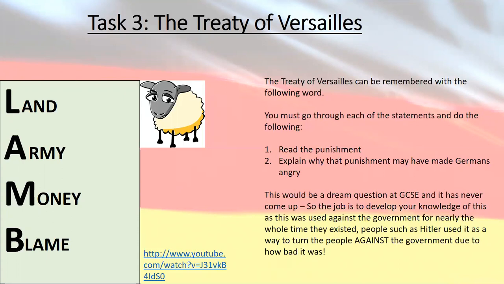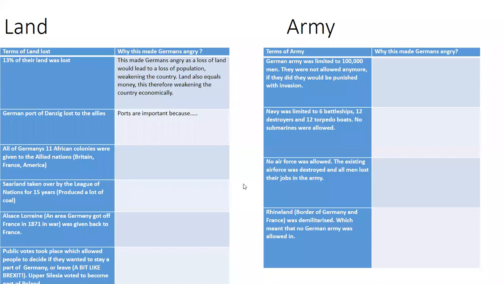It's about having enough evidence for each area of land. So I'd say knowing 2 facts about land, 2 facts about the army, 2 facts about the money, and 2 facts about the blame, and being able to explain those would give you a good position going into an exam. So we're going to go through each of the terms, and you must explain why this would have made Germans angry. So we're going to go through each separate part: land, army, money, and blame. I'm going to annotate it as we go, and I'm not going to type it in. You need to write it as we go.